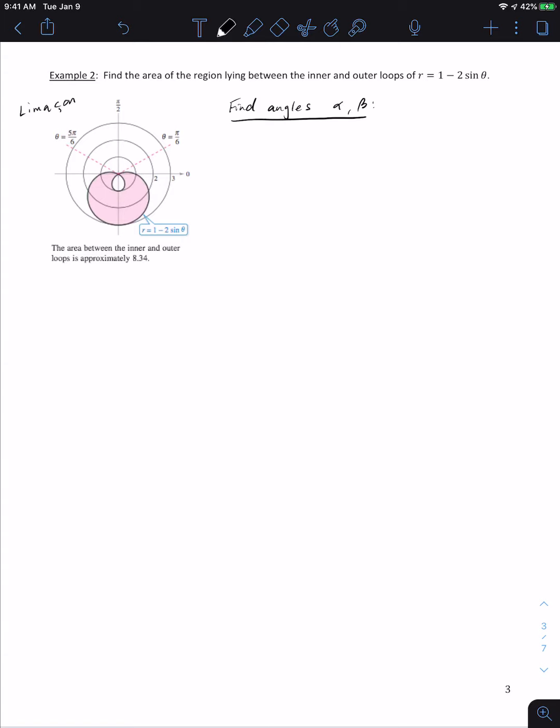And again, where we have this loop, that's where we're trying to find the area of when we start and finish. So when we have this loop that closes the loop by crossing the pole or the origin, which again happens when r equals 0.